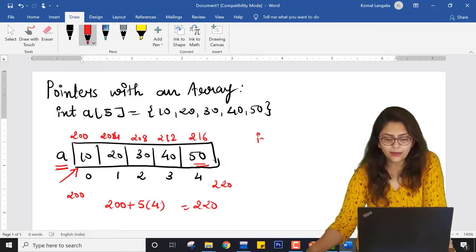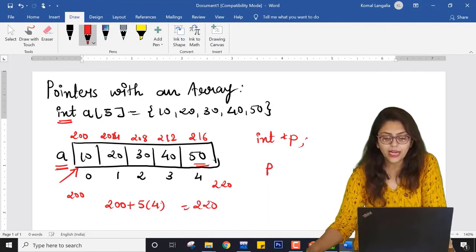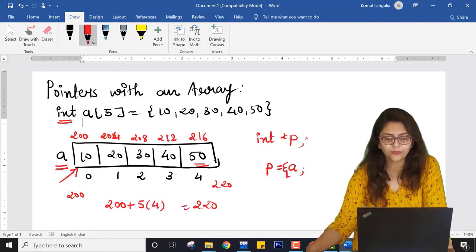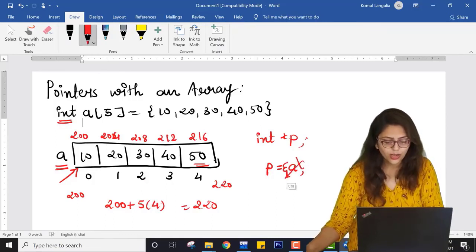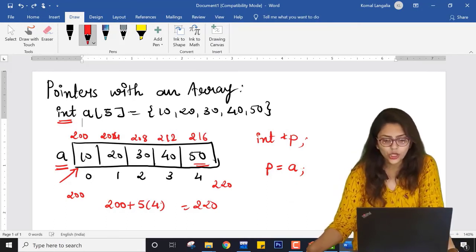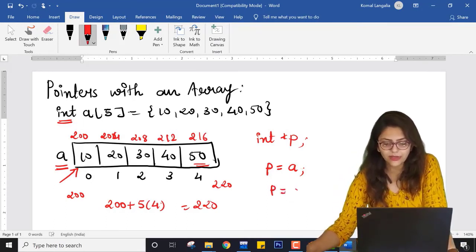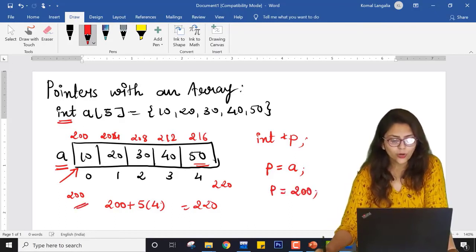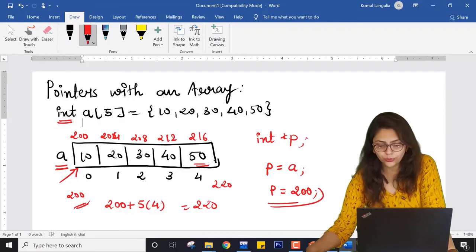So suppose I am declaring one pointer, an integer pointer, because the array is integer, that's why I am taking an integer pointer. And if I am saying P equal to A, that means I can write this. This is valid, but I cannot write this. This is wrong. But this is valid. So that means P is having the value base address of A, which is 200 in our case, right?